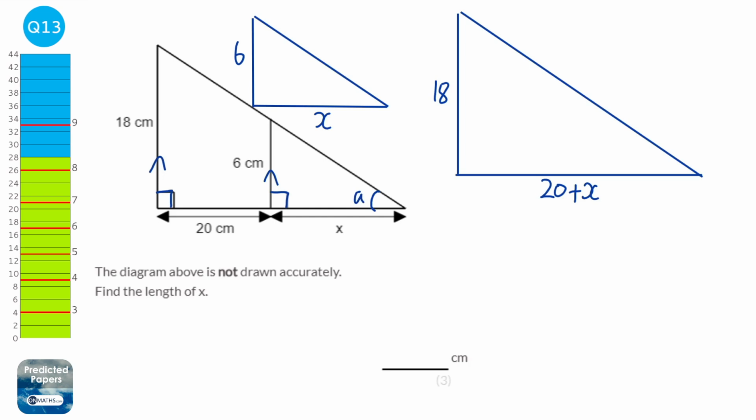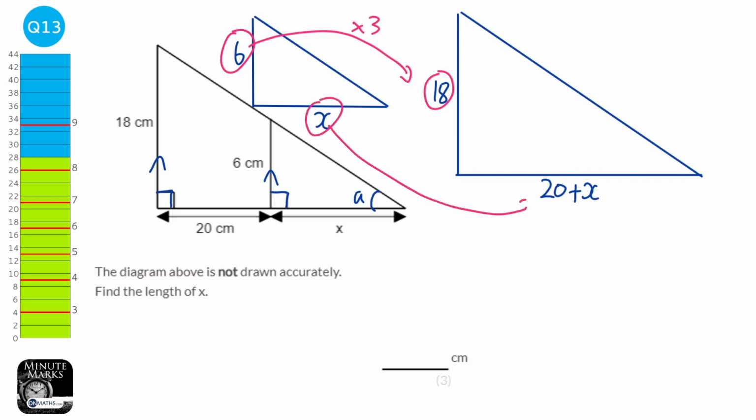So we need the scale factor first. Now if you look at the 6 and the 18, they are what we call corresponding sides. So we need to work out the scale factor by finding out what I multiply the 6 by to get to the 18. Well, that's obviously going to be 3. So we now know that we can times the x by 3 to get to the 20 plus x. So we can write that down. 3x, I'm timesing the x by 3, and that will give me 20 plus x. And so I can solve this now.